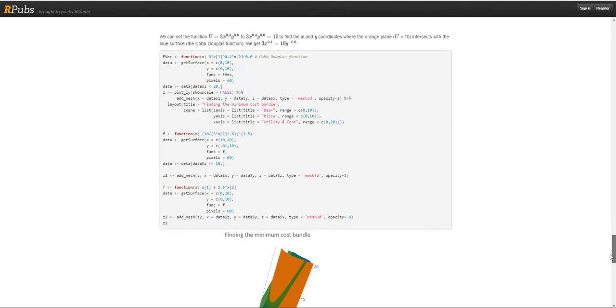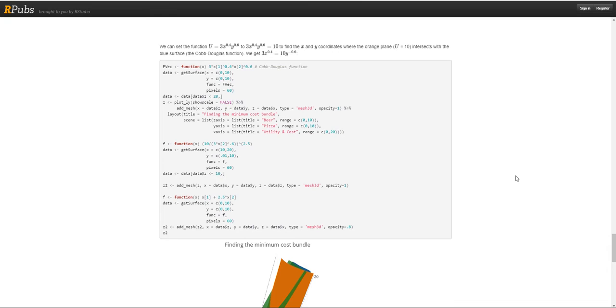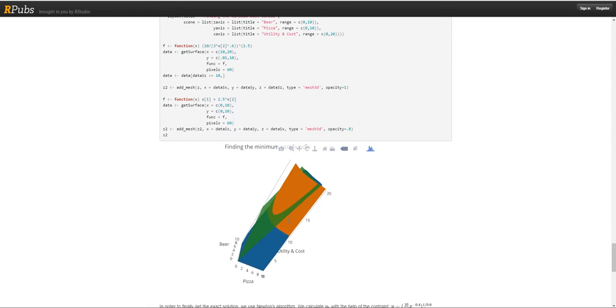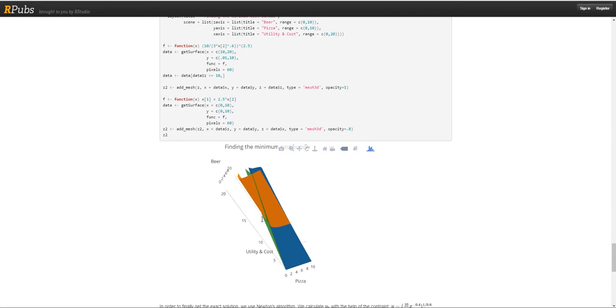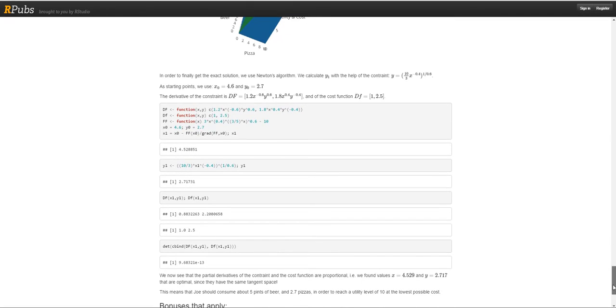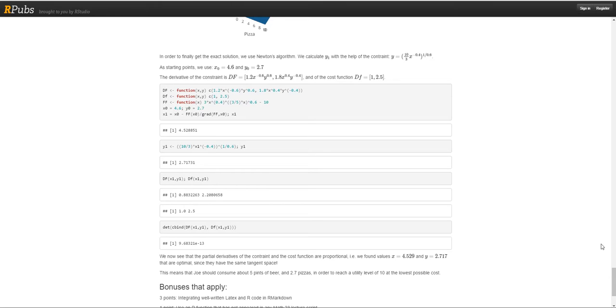So in order to actually find the minimum, we set the Cobb-Douglas utility function to 10 and find the x and y coordinates, where again the orange plane intersects the blue surface, and get this expression. Graphically, this again looks like this. Lastly, we want to get exact numerical values of x and y, so that Joe exactly knows how many pizzas and how many beers he needs to consume in order to be fully happy.